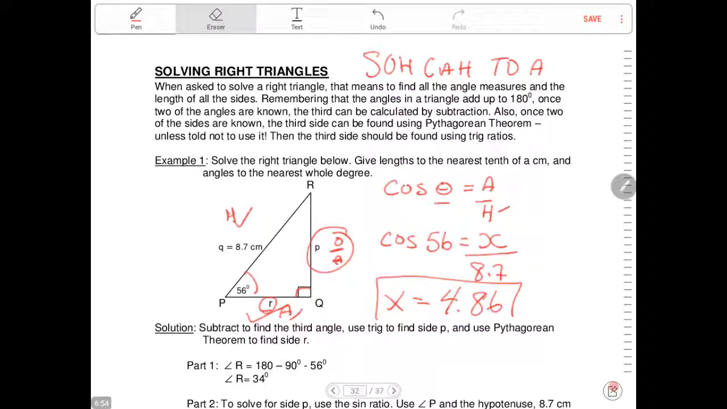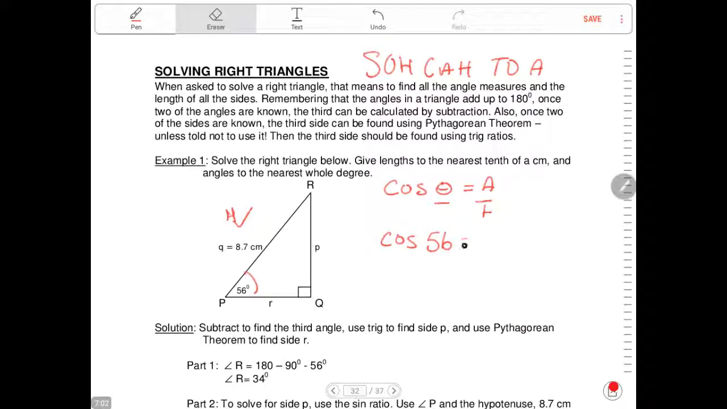Okay, so here's the interesting thing. I guess I erased the answer, but I have solved for P. I have solved for R. The only other thing that we're missing here would be angle R. Well, how can you solve for angle R? Really, really easily.